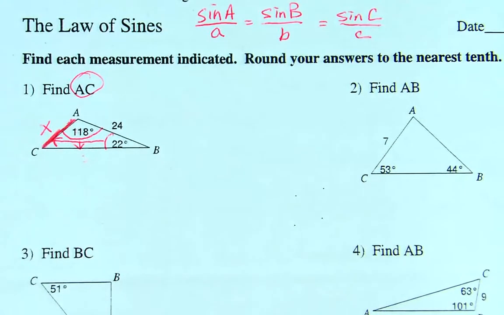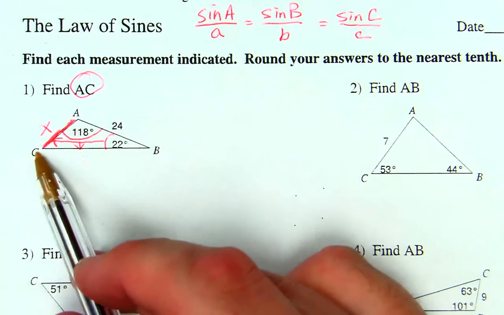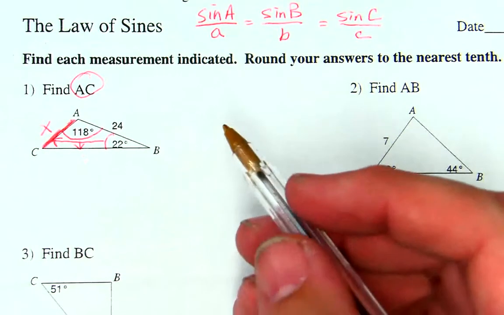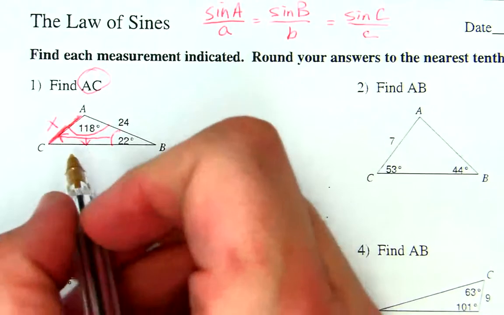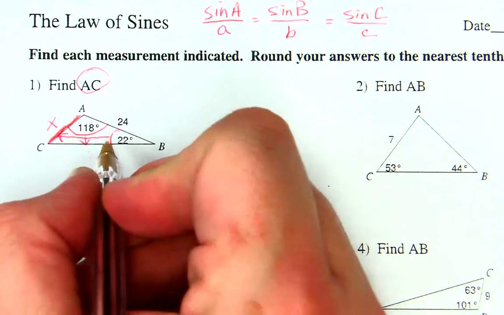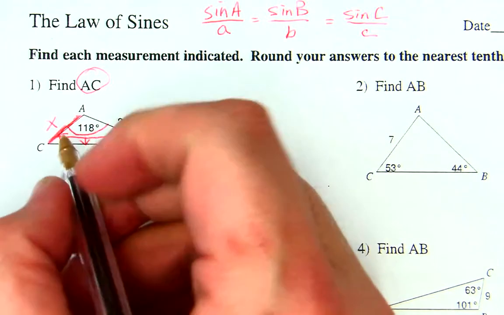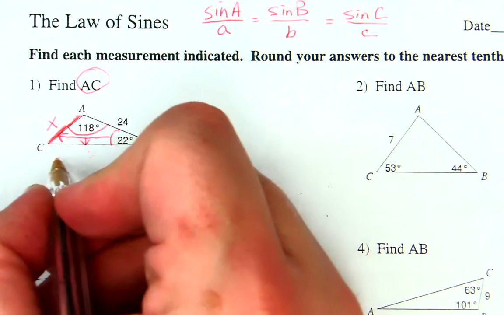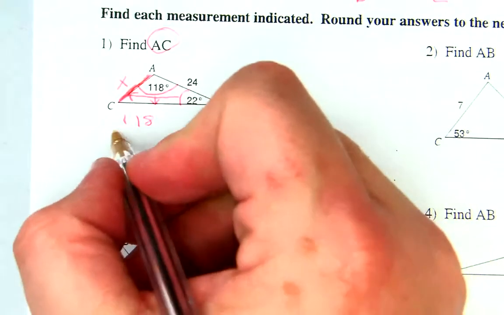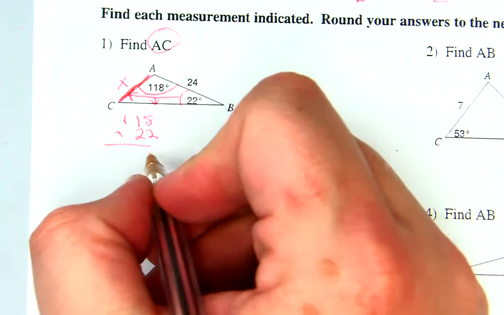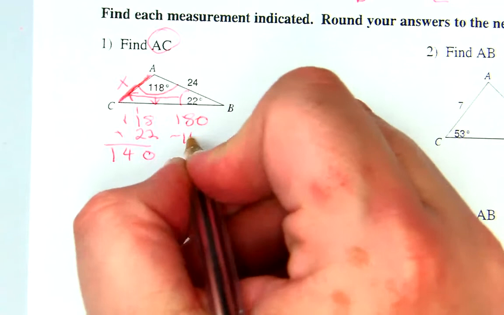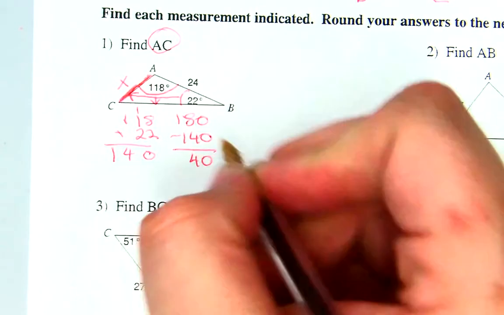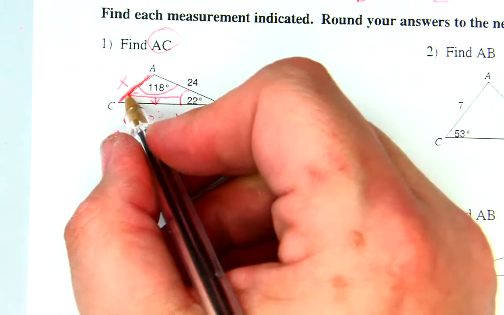Unfortunately, I don't know this side at all, so I can't really use that angle. But if I know two angles, can I find the third angle? How do you do that? No, it's not a squared plus b squared equals c squared. If you add up all three angles, what do you get? 180 degrees. So I'll add these two together. 118 degrees plus 22 degrees, it's 140. So I'll take 180 minus 140, and what do I get? 40 degrees. So angle C here is 40 degrees.